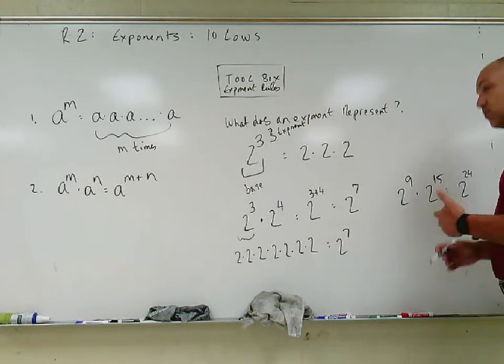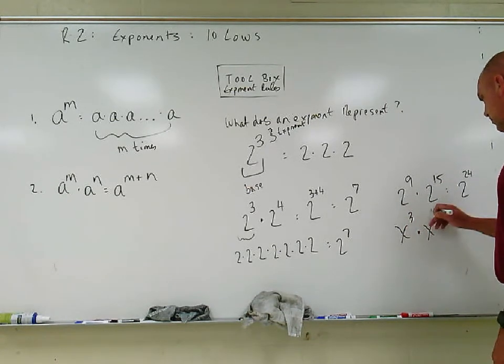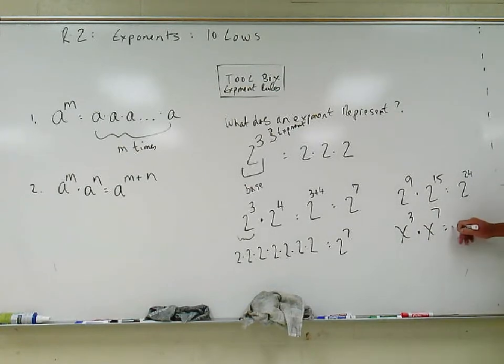Okay? Then you've got variables. Maybe you have x cubed times x to the 7th, then that would be x to the 10th. Okay? Everybody good with rule 3? So far, so good? I mean, rule 2.